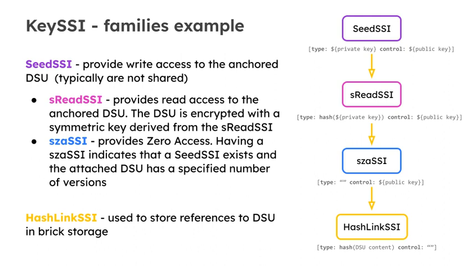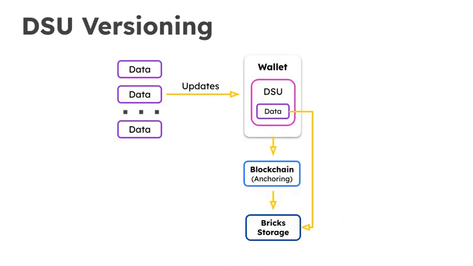Both the seed SSI and the sRead SSI are kept in wallets or key management systems and are never stored on the blockchain, as they provide write or read access to the DSUs, respectively. The sRead SSI is used to read the data and also can verify that it was signed by someone who controls the seed SSI of the DSU. Now we can try to piece together all these elements step by step.